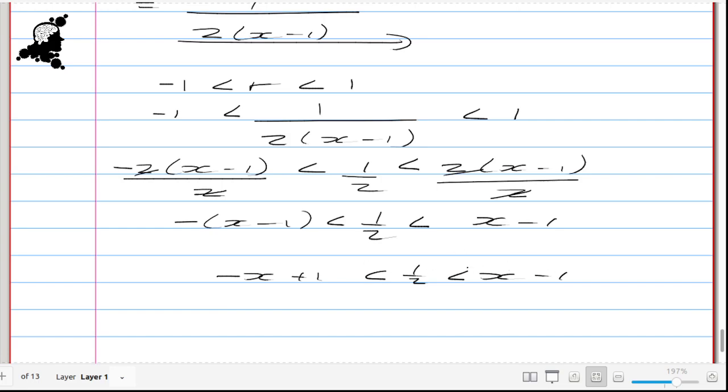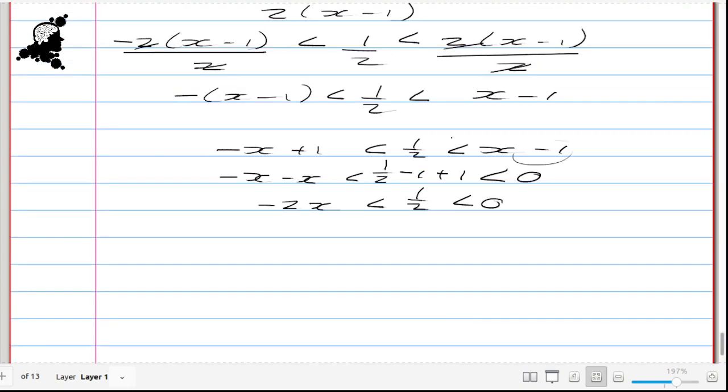Let's see. Let me take the x over to the other side. So I'm going to have here negative x minus x is less than, let me bring the 1 over to the half. So this is 1 over 2 minus 1, and then I'm going to bring this negative 1 over. This is plus 1. I'm going to be left with 0 this side. So I'm going to have negative 2x is less than negative 1 plus 1. This could give you 0. So this is 1 over 2, which is less than 0. This is beginning to look very interesting.